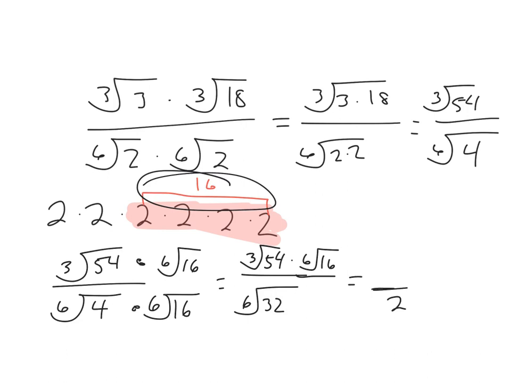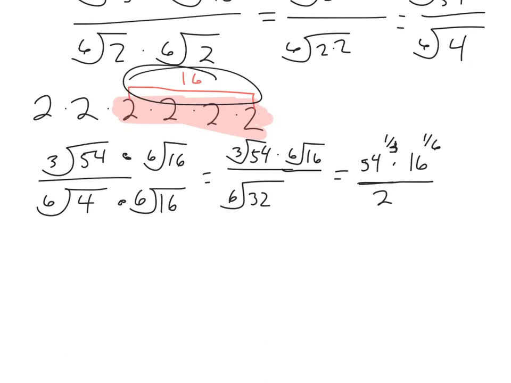Now, on top, remember that thing I showed you just a second ago that said it would make your brain hurt a little bit? What I'm going to do is rewrite those roots on top as exponents like we did yesterday. The cube root of 54 can be seen as 54 to the 1/3 power, correct? Now, the 6th root of 16 can be rewritten as 16 to the 1/6 power, okay?